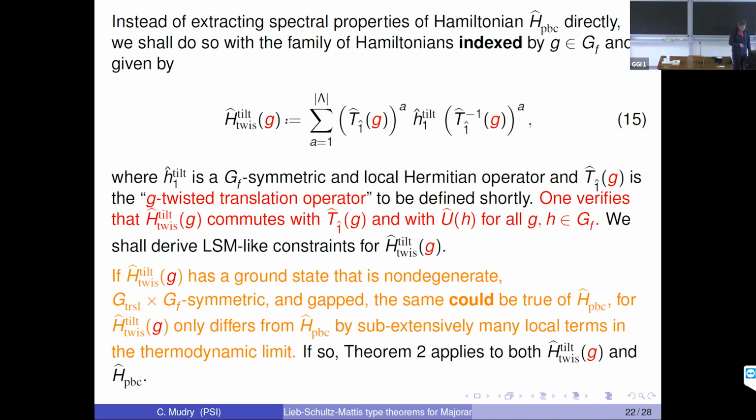So now, if this Hamiltonian 15 has a ground state that is non-degenerate, which is symmetric with respect to the tilted twisted translation symmetry operation, and gapped, the same could be true of H with periodic boundary conditions, because the two Hamiltonians only differ by sub-extensively many local terms in the thermodynamic limit. So if this assumption holds, then if I can prove theorem 2 for H tilt twist of G, then I have proven my theorem for H with periodic boundary conditions. And of course, this statement I cannot prove, but I can assume that it is reasonable.